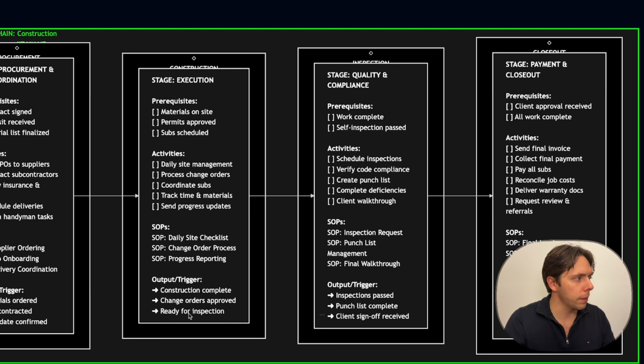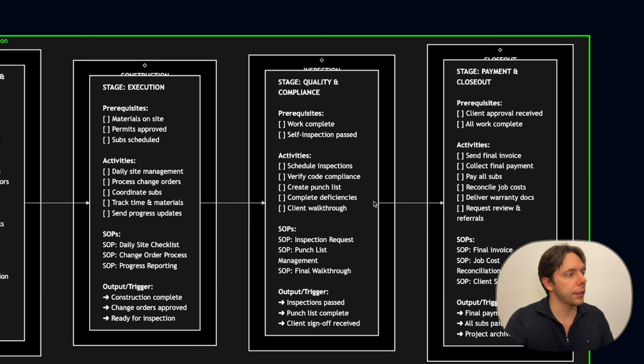And usually, we separate this step. You might say you need the client satisfaction here, and you can add it there, but it's good to have a very good QC process, so you make sure everything's up to your standard. The work is completed and self-inspection is passed as prerequisites. Activities: schedule inspection, verify code compliance, create punch lists, complete deficiencies.